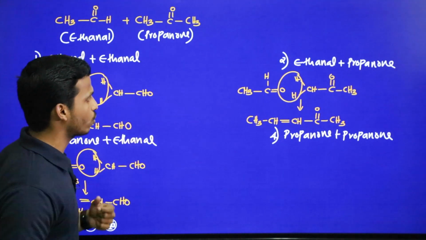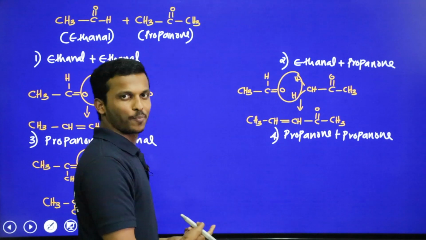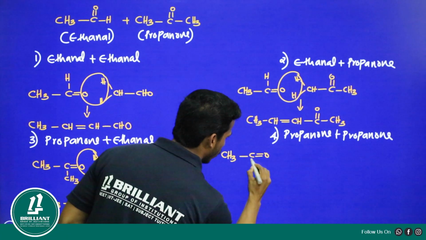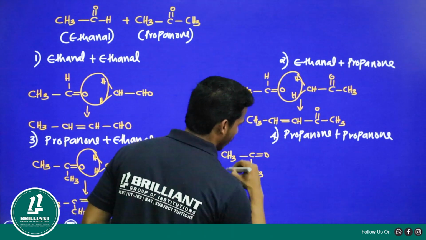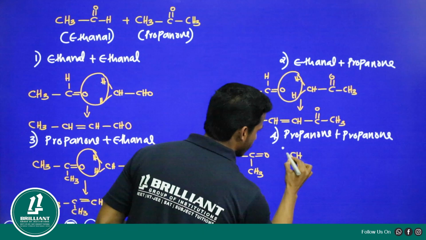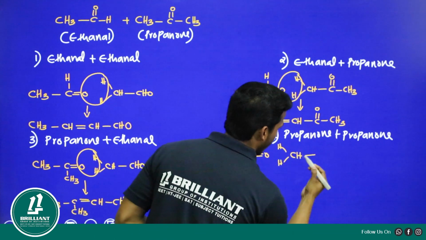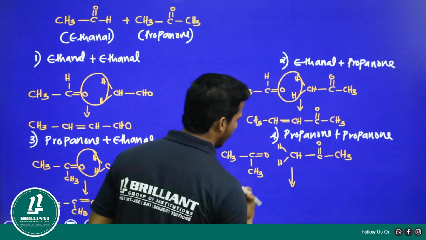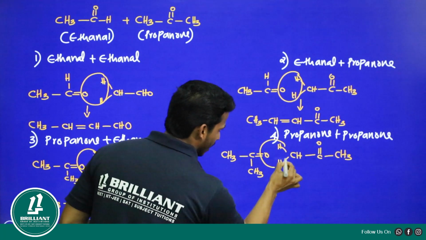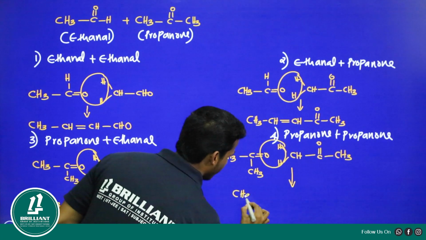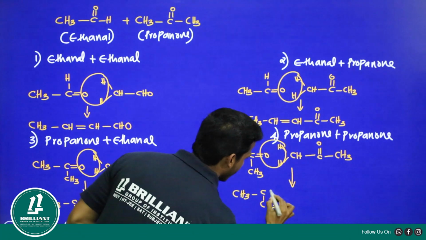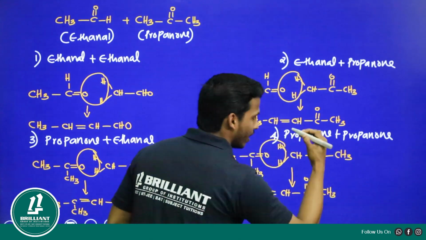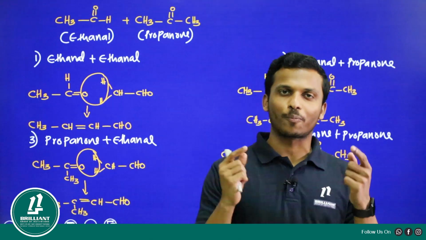And let's go for the last one. Propanone reacts with another propanone. What is propanone? CH3, CO, CH3 reacting with one another, CH2 and C double bond O, CH3. And the final product will be, with water eliminating, CH3, CCH3, double bond, CH, CO, CH3.